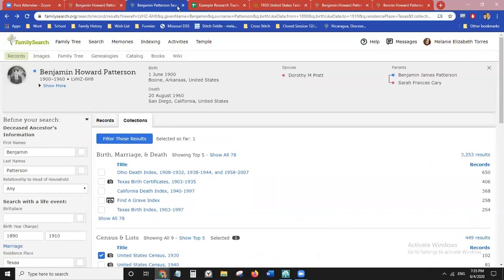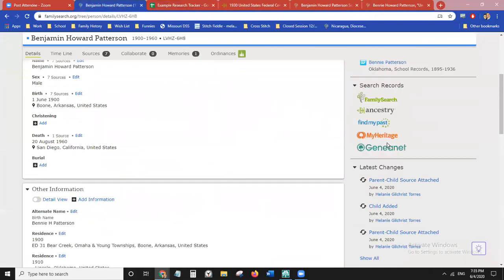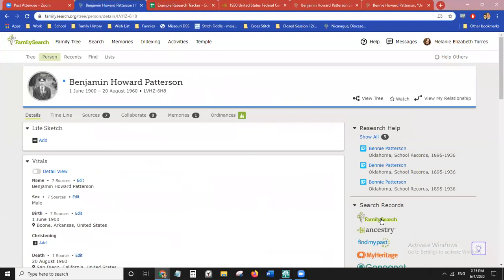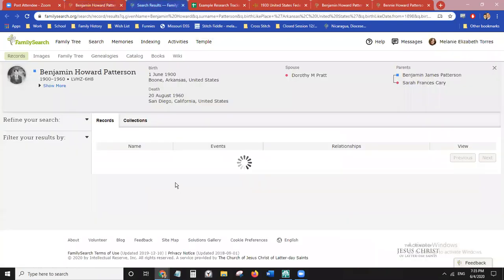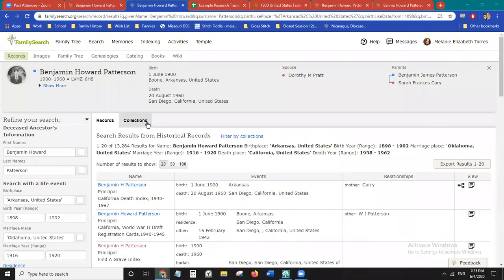So if we go back to Benjamin's page, do the search records. I use this all the time. Click on the little FamilySearch. And now I'm going to go ahead and search by collections. I want to narrow down what type of records I want to see.